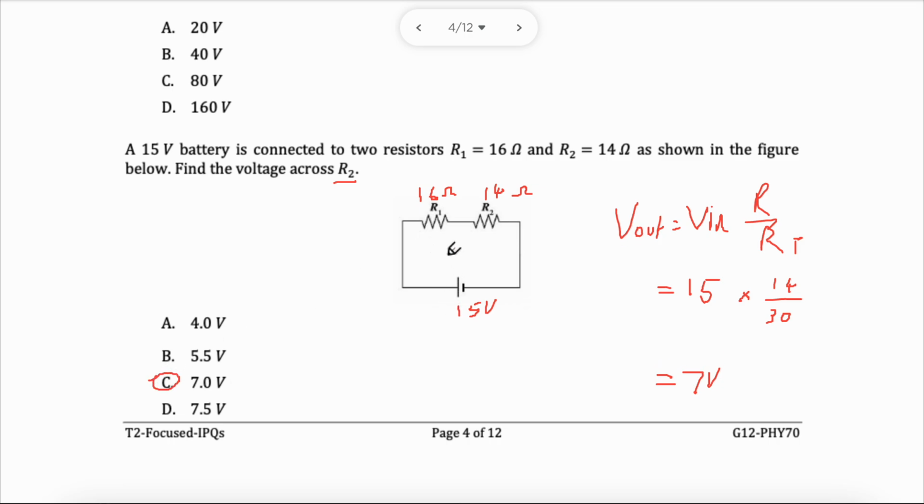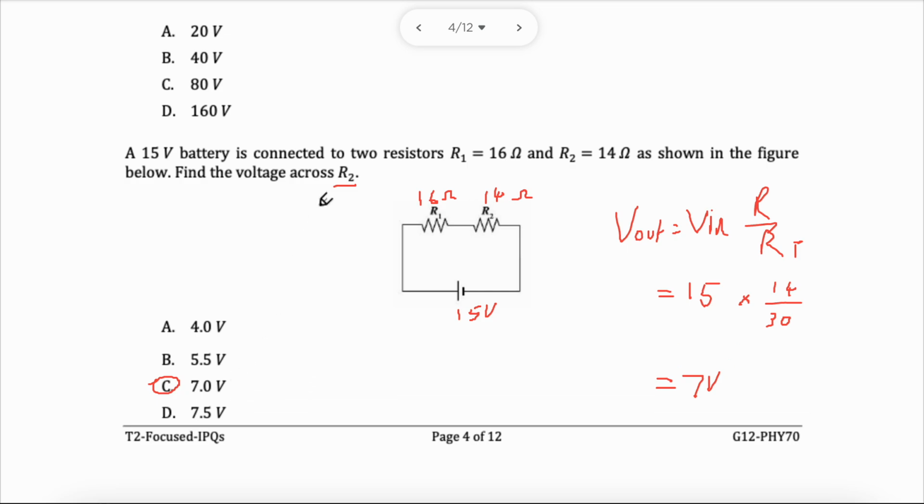You can do 15 minus 7. Which one was this? Sorry, this is R2. This is 7 volts. I could do 15 minus 7. 15 minus 7, of course, is 8. This would have 8 volts. Does it make sense? Yes, it does. These two add up to 15. This is smaller, 7 volts. This is a little bit bigger, 8 volts.